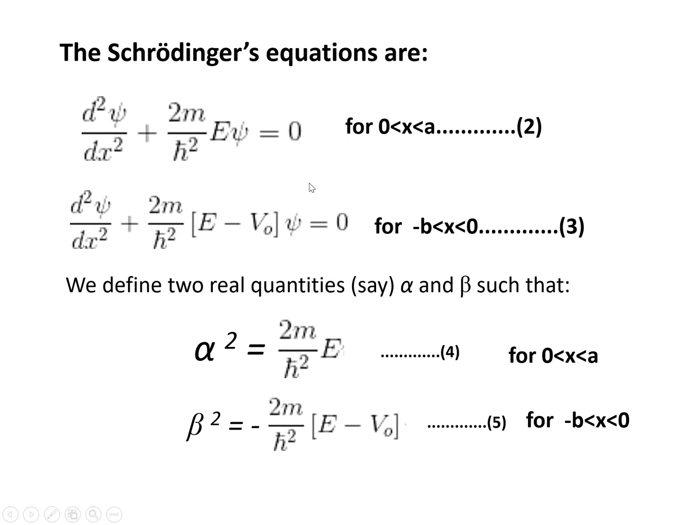Now this gives equation 3. Here we can define alpha square is equal to 2m by h cross square E in equation 2, and beta square is equal to minus 2m by h cross square E minus V naught in equation 3. The minus sign indicates that V naught is more than the total energy of the electron. Then only the electron can escape from the well.